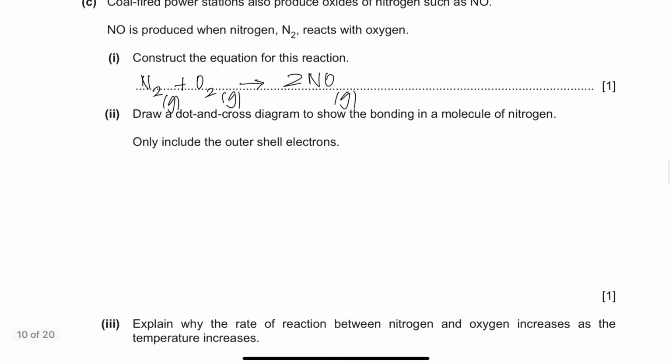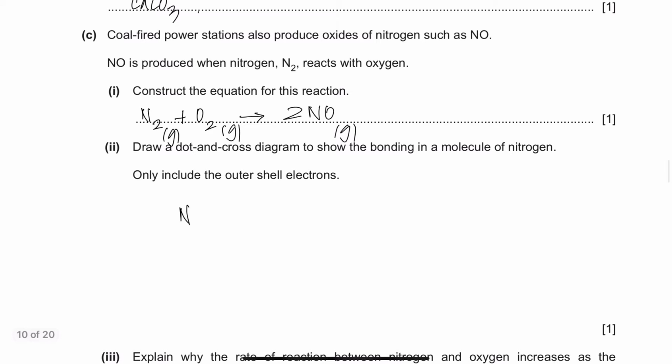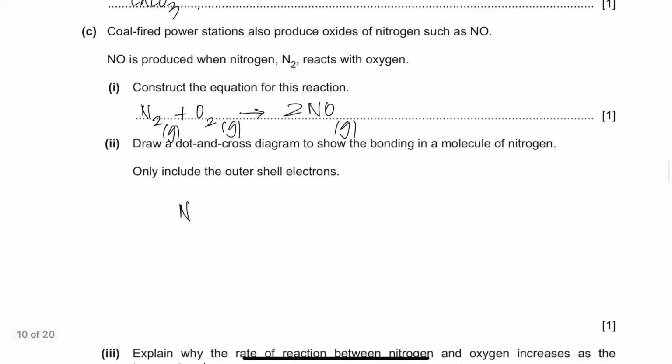Now, construct the dot and cross diagram to show the bonding in a molecule of nitrogen. So nitrogen is in group 5. Not NO, why? Because it's written right here, N2. Now, it says draw the dot and cross diagram for nitrogen. Nitrogen is in group 5, and if it's in group 5, it's going to need 3 electrons to be stable. Therefore, it'll make 3 bonds. So between N and N, 3 bonds form, and it does not want the condensed form. It wants the displayed dot and cross. So you draw the dot and cross.